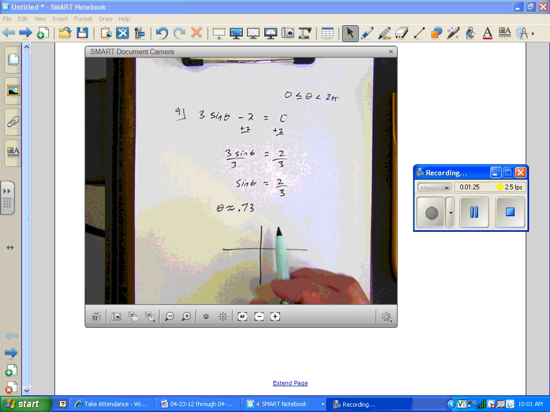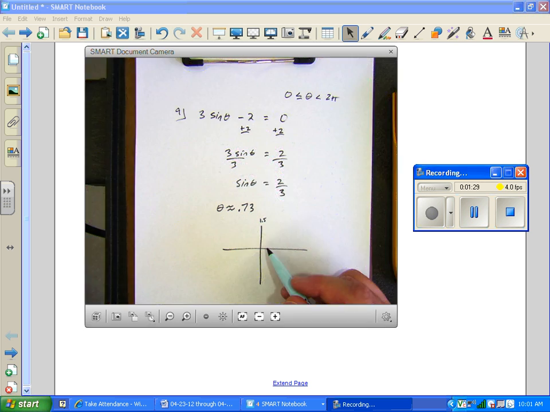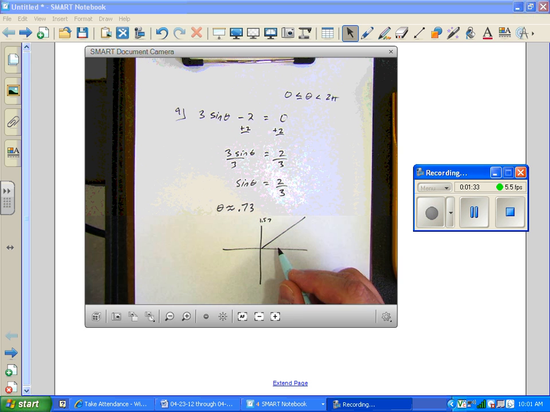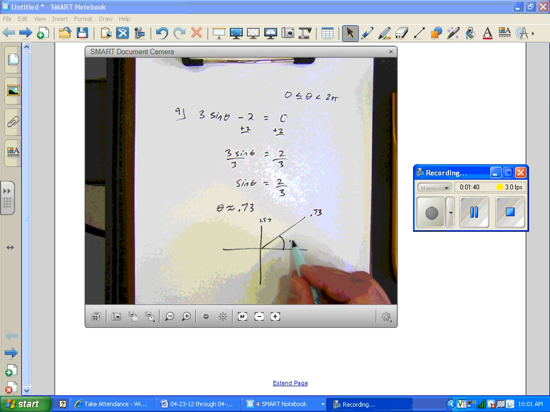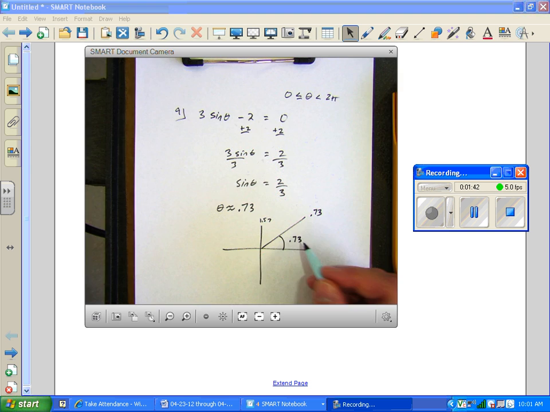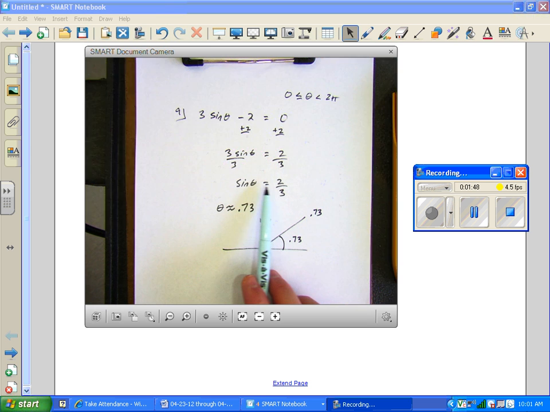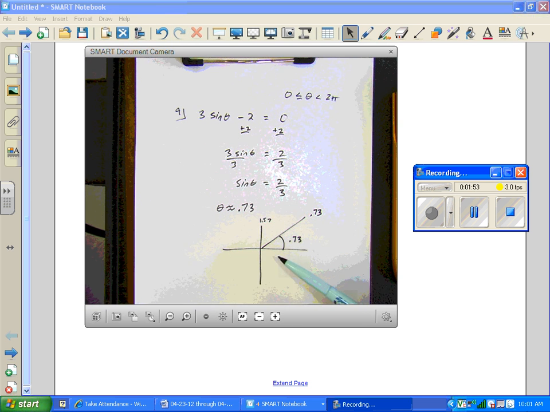Now, 0.73 would be in the first quadrant. Okay, so about halfway. So the angle is 0.73. Now, since it's in the first quadrant, the reference angle would be 0.73. Okay, and it makes sense because in the first quadrant, sine is positive. That's a positive 2/3. So let's figure out the other answer.